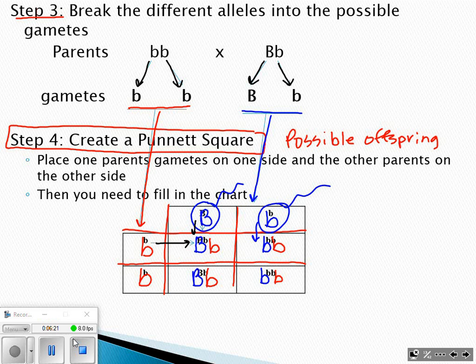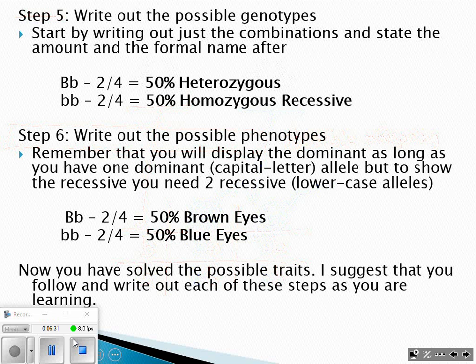Okay, so now we've created our Punnett square, but now we need to write out these genotypes for our offspring. So step 5 is to write out the possible genotypes. So start by writing out just the combinations and state the amount and the formal name after. You don't always have to do that, but as practice, when we're starting out, let's do more, and then as you get good at it, you can kind of weed it back. So the offspring could be big B, little b.